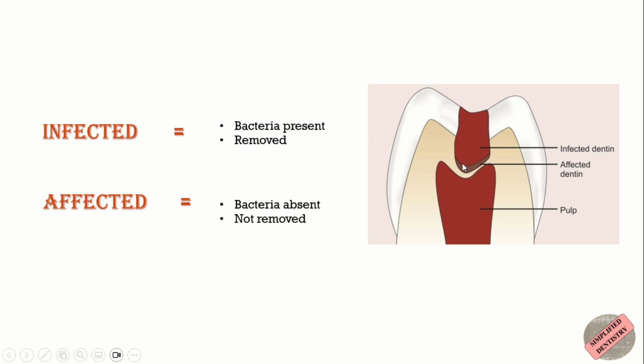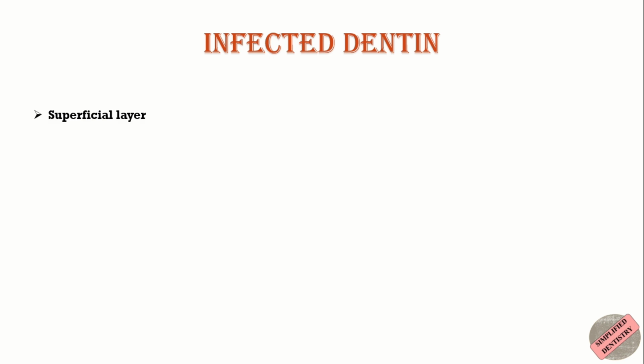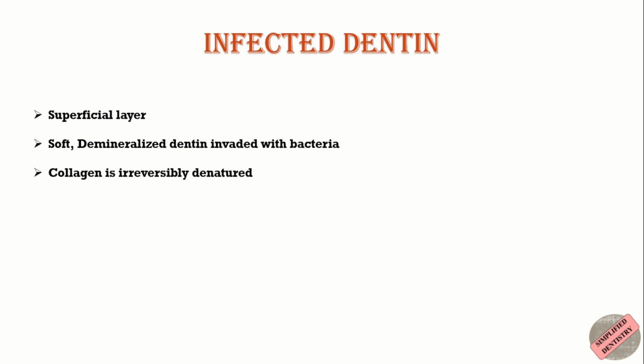So infected dentin is the superficial layer which is soft and demineralized, invaded with bacteria, and collagen is irreversibly denatured. The denatured collagen cannot act as a matrix or a meshwork for remineralization. So this layer cannot be remineralized and must be removed.